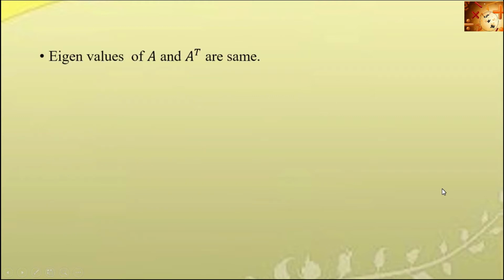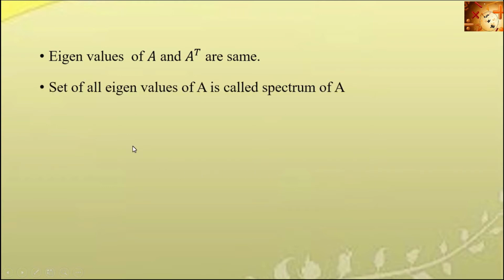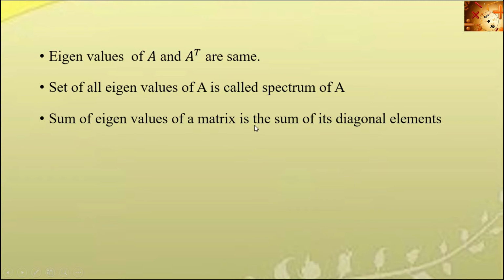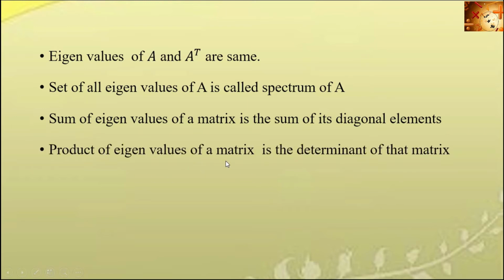Similarly, the eigenvalues of A and A transpose are the same. The set of all eigenvalues is called the spectrum of A, and the sum of eigenvalues of a matrix gives the sum of its diagonal elements. If lambda 1, lambda 2, lambda 3 are the 3 eigenvalues of a 3 by 3 matrix, then lambda 1 plus lambda 2 plus lambda 3 will be the sum of the diagonal elements of that matrix, and the product of eigenvalues will be the determinant of that matrix. These are very important points. The sum of eigenvalues is the sum of diagonal elements of the matrix, and the product of eigenvalues is the determinant of the corresponding matrix.